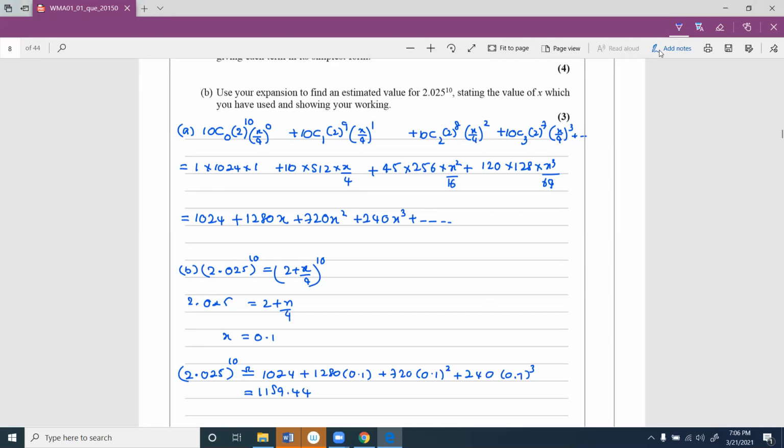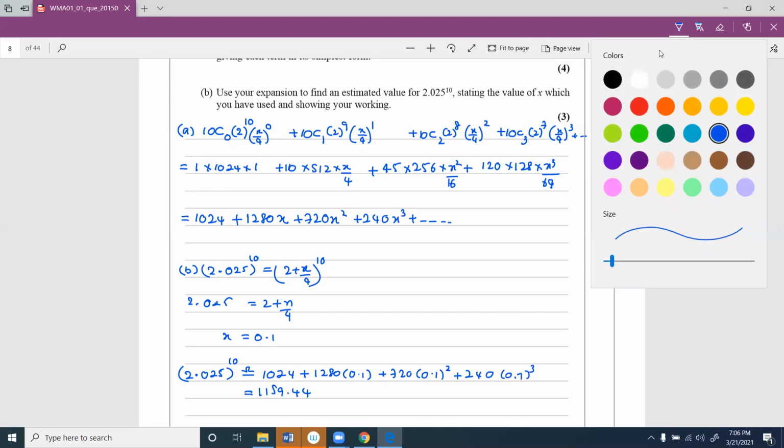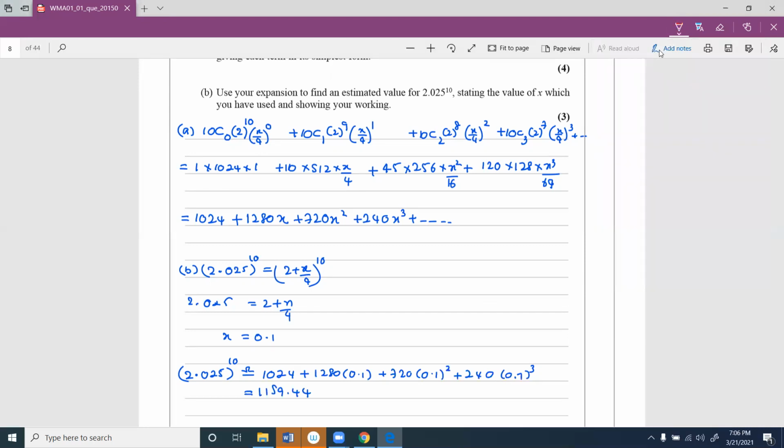We just put this value into the calculator, and you check whether this answer is similar to that 0.25 to the power 10. We put it into the calculator and see whether our answer is closer. Yeah, it's close actually. The exact answer of 2.025 to the power 10 is 1159.44533. So obviously this is fine, that is not the problem. So you can just proceed with this question.